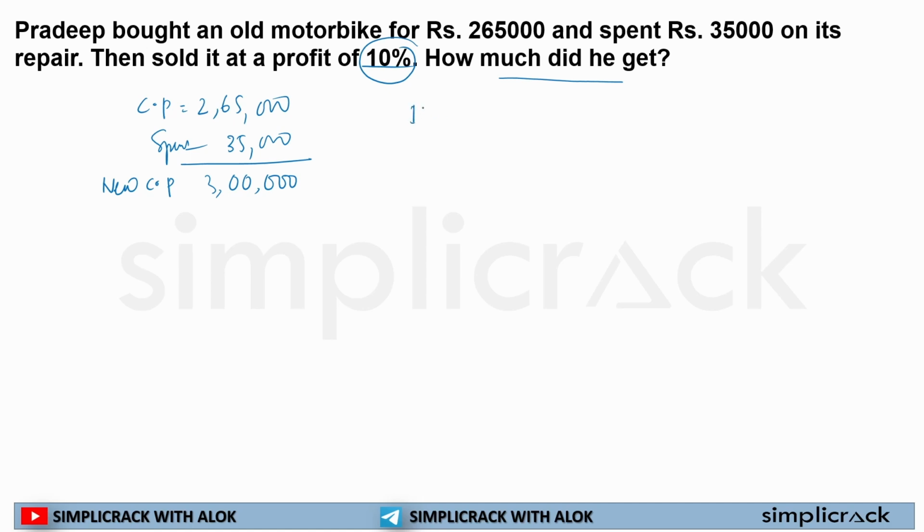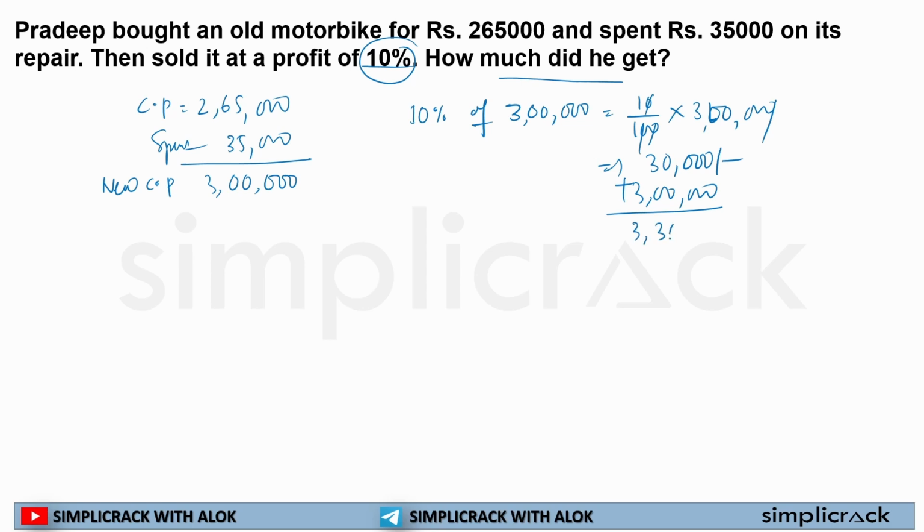So he gets 10% profit. So 10% of 3 lakh, that is 10 by 100 into 3 lakh, that is 30,000. If you solve it, you will get 30,000. You can approach it this way, as I have already told you, and then you add cost price to it. So he will get what? 3,30,000. Or you can do it the way I have told you.